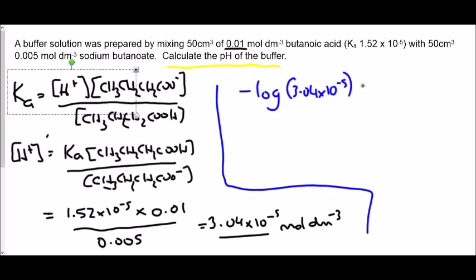Remember not to round your answer until you get to the end, so leave that answer in your calculator when you minus log it. You should get a pH of 4.52. Things to notice about this question: although it gave us volumes, we didn't need them for this question. They were just to throw us off what we were actually supposed to be doing.